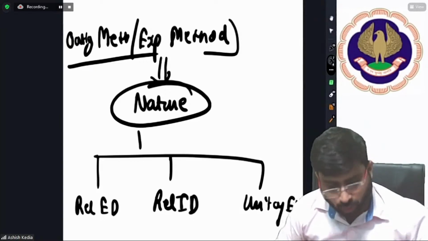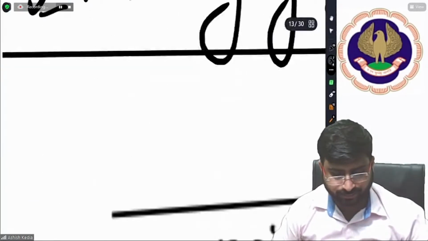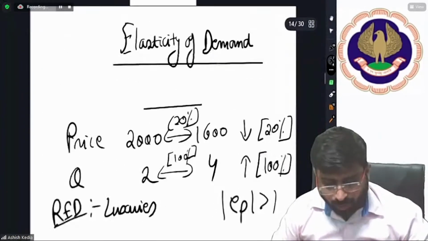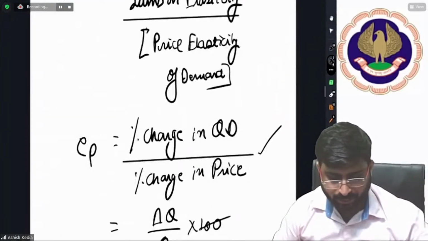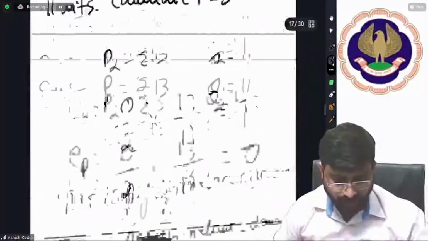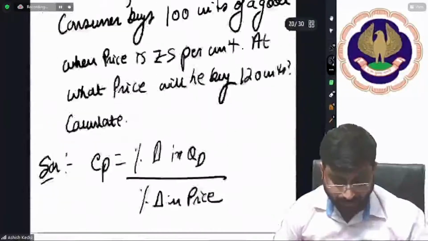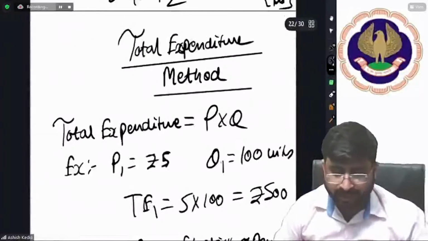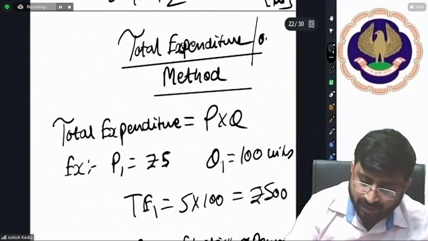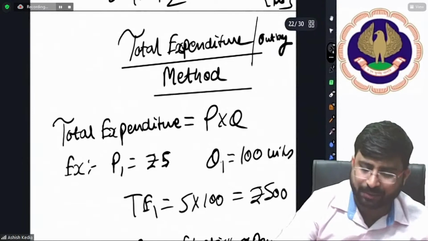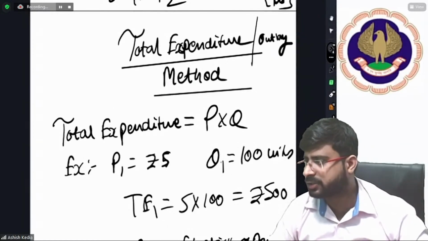All right, sir, so let's go ahead further. Total expenditure method. Let's discuss the total expenditure method. By the way, it's also called the total outlay method, so don't be confused in the examination, please.